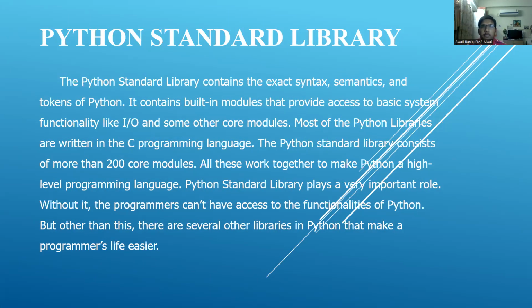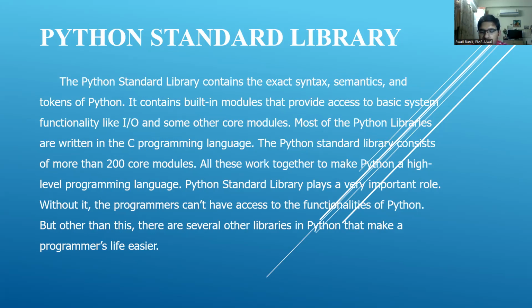Python Standard Library. The Python Standard Library contains the exact syntax, semantics, and tokens of Python. It contains built-in modules that provide access to basic system functionalities like I/O and some other core modules. Most of the Python libraries are written in the C programming language. The Python Standard Library consists of more than 200 core modules. All these work together to make Python a high-level programming language.